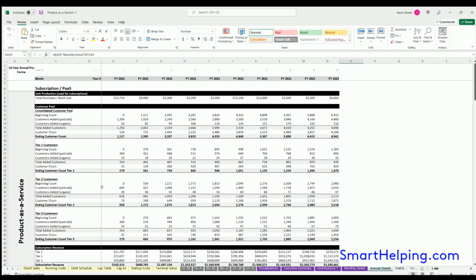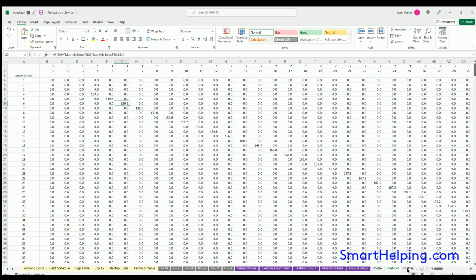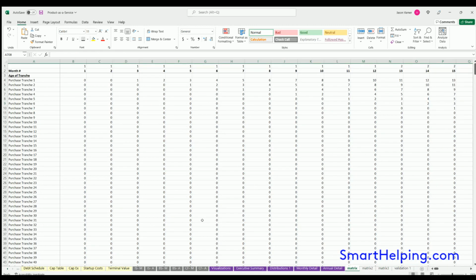Overall, this model is really, really comprehensive. It's awesome. All the logic happens in these matrix tabs here, these 3 matrix tabs. You can learn more on that if you want to look at the live streams, but this is how everything kind of is able to happen like it is.